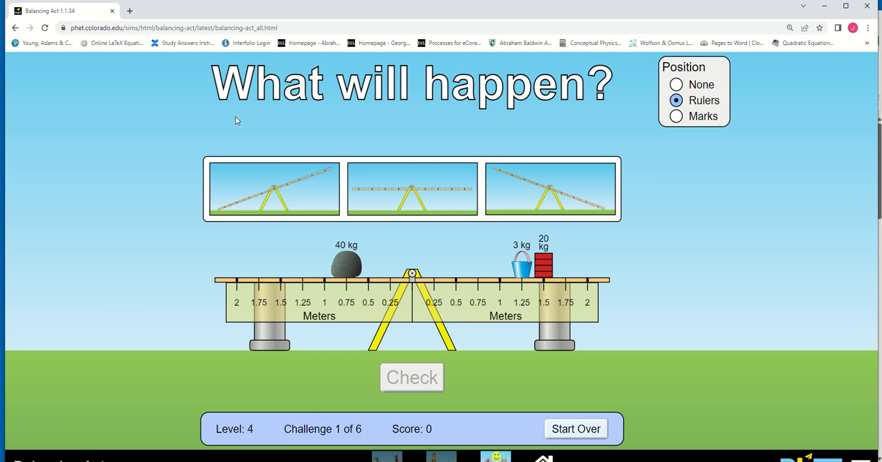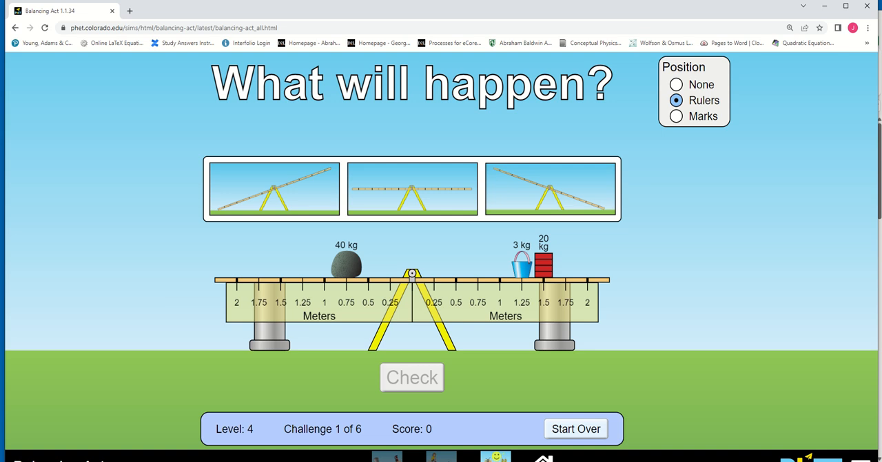And so your prediction is either going to be a counterclockwise rotation, which is the first choice, balanced immediately, which would be your second choice, or a clockwise rotation, which would be your third choice. And remember, if the sum of the torques is positive, that's a counterclockwise rotation. Notice we have here the 40 kilogram mass to the left of the pivot. The 3 and the 20 are to the right of the pivot.